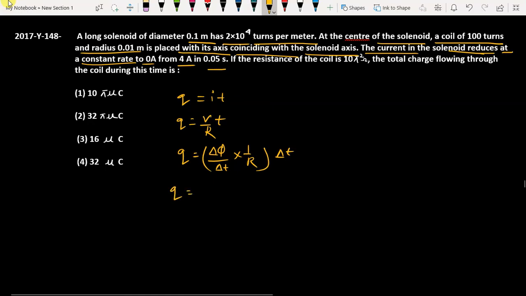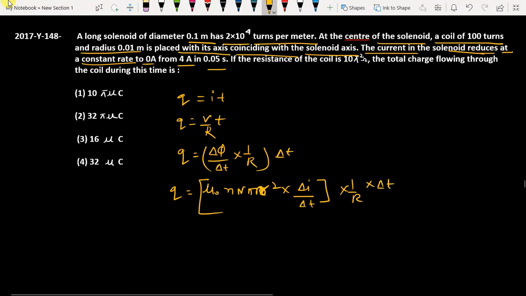So Q would be change in flux by time into 1 by R into Δt, right? Now change in flux will be μ₀ n N π r² into ΔI by Δt, right, into 1 by R times Δt, right.